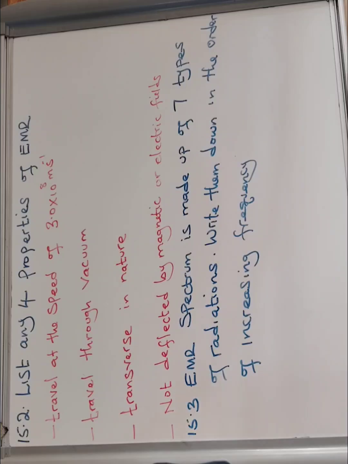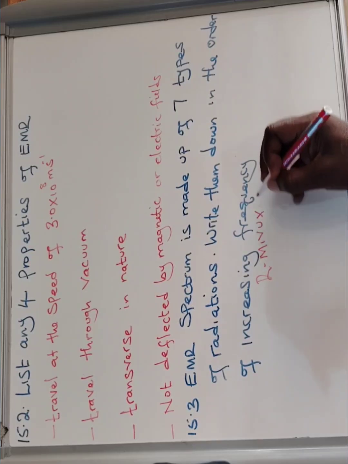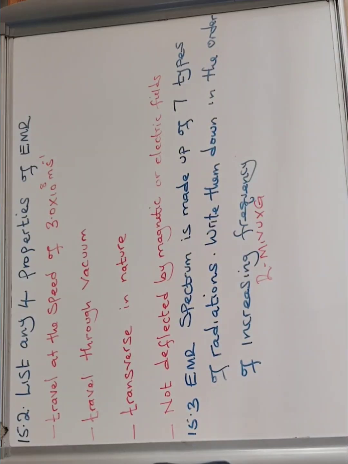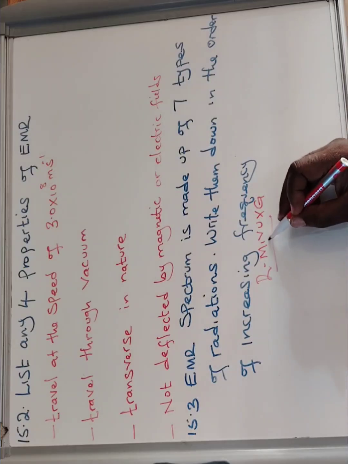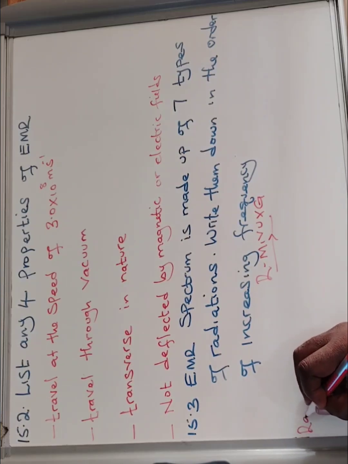Okay, so how do we recall the order of these radiations? People use different acronyms for remembering, but me, I use this. I use R M I V U X G. That's the order of increasing frequency, where R has the least frequency and G has the highest frequency. So what does each of these represent? R represents radio waves.